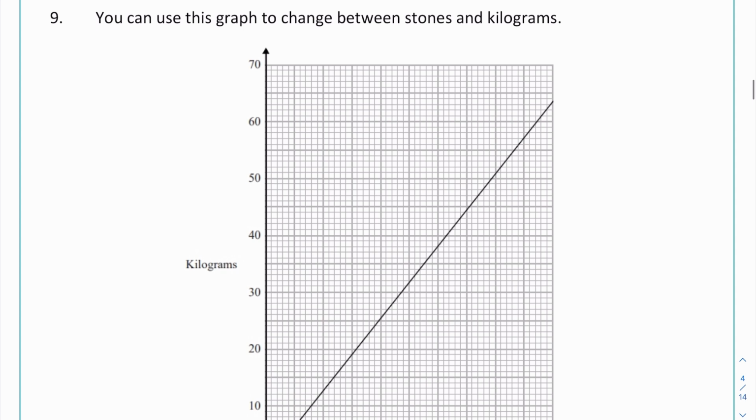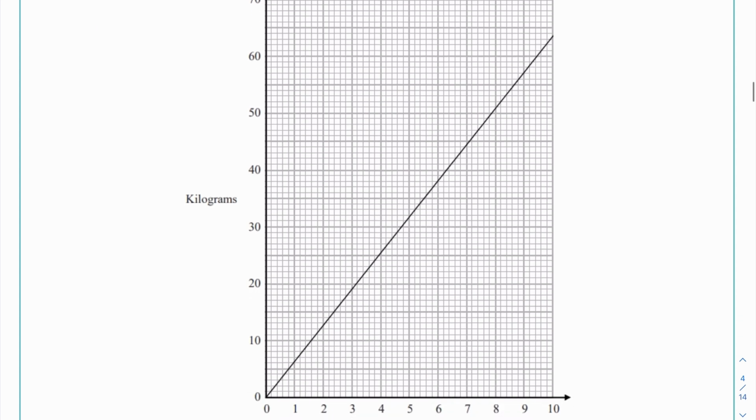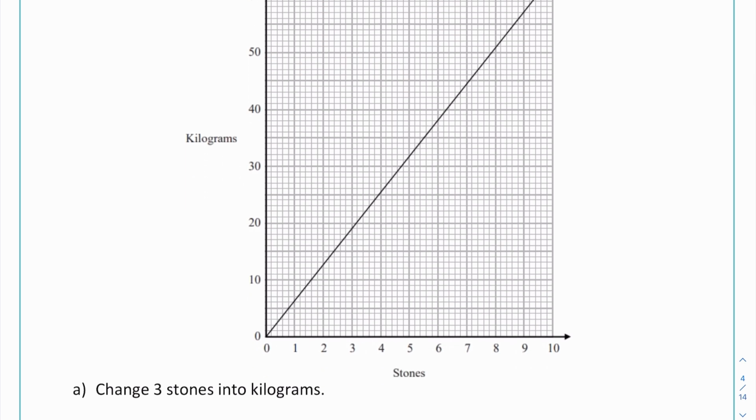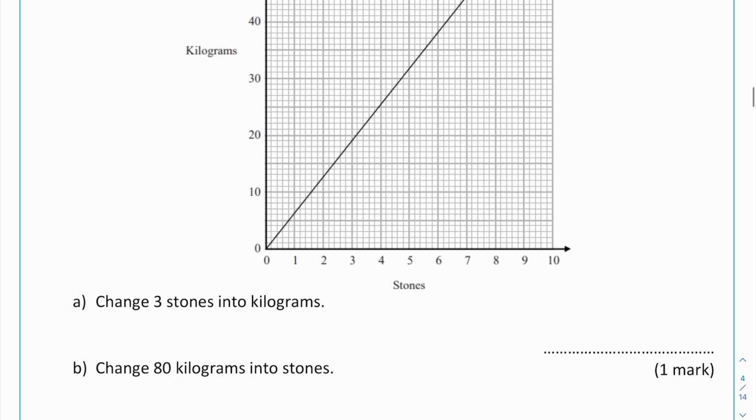Okay, so this one, you can use this graph to change between stones and kilograms. And if we look at the graph, we've got kilograms going up the y-axis, we have stones going along the x-axis. And part A here says change 3 stone into kilograms. So looking at our stones here on our x-axis, and here is our 3 stone. So if we go up to the graph, and we use a ruler and a pencil for this, and then we're going to trace that along absolutely perfectly to the y-axis.